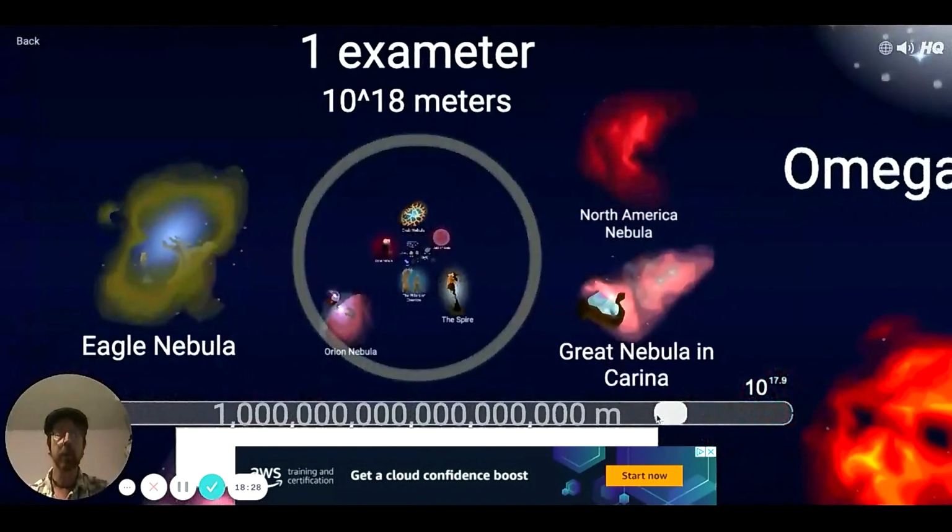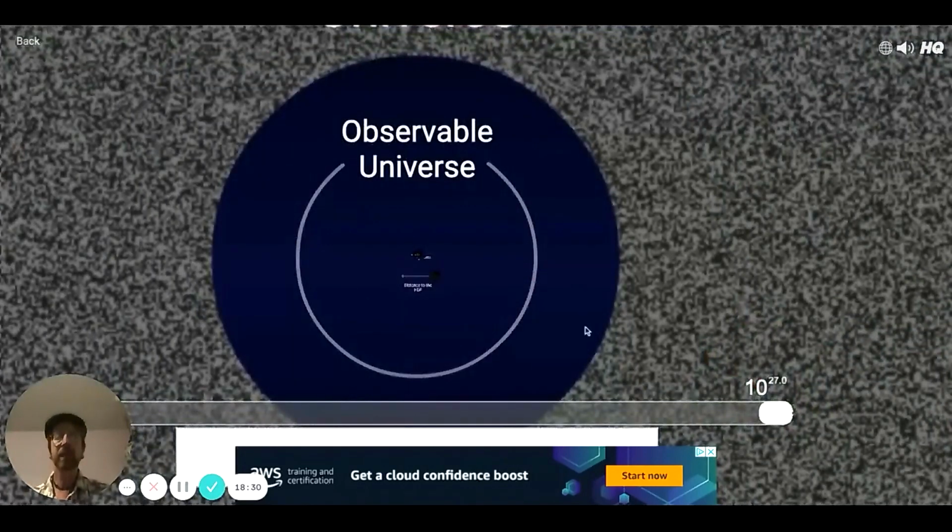Whoa, wait a minute. We lost it. Observable universe means things that we can see with our telescopes or things that light has reached us from. But how big is the actual universe? We don't know. It's huge. All right, one last thing.